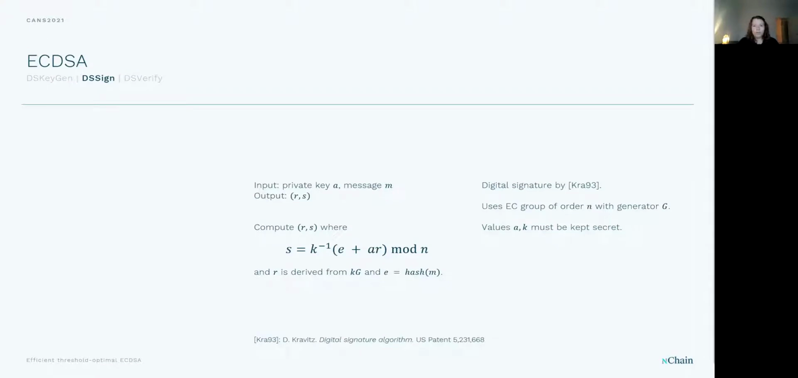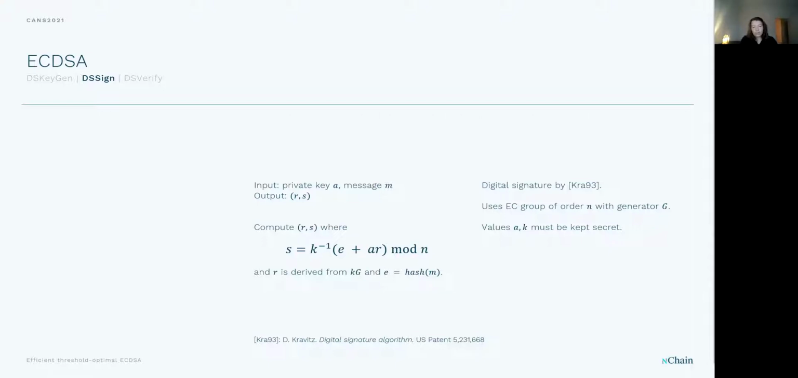So I first want to talk about ECDSA in general, rather than the specifics of threshold ECDSA. This will help us to understand some of the concepts that come up in this talk. I'm going to assume that the key generation protocol has been completed, and out of that there is a private key that we're calling A and a corresponding public key. In the signature protocol, it takes the private key as input along with the message, and it outputs two values that we call R and S that correspond to a signature.